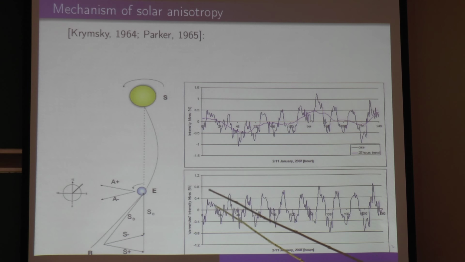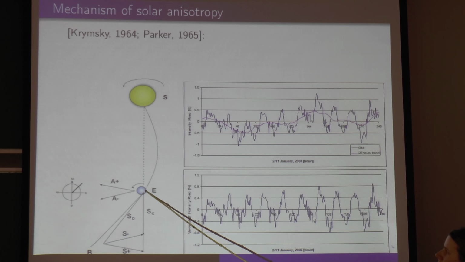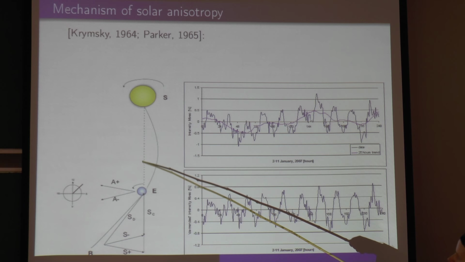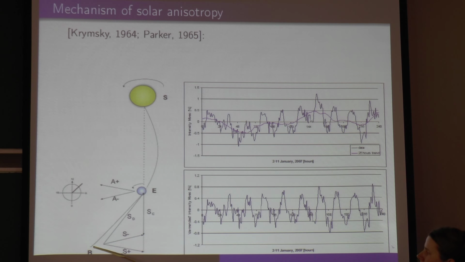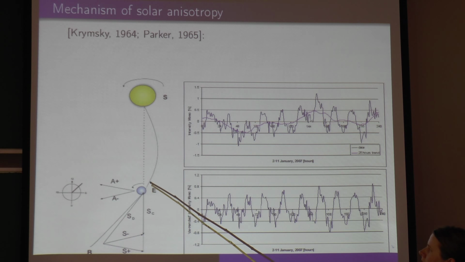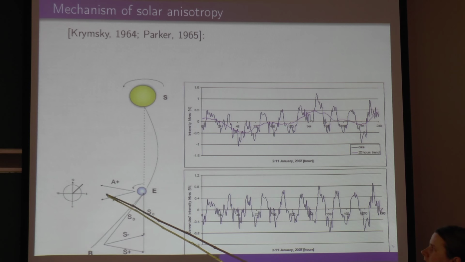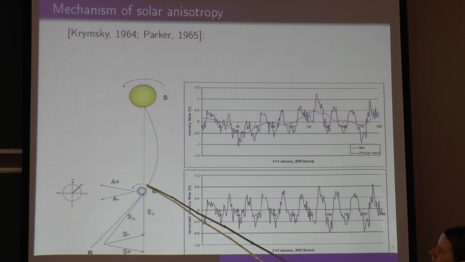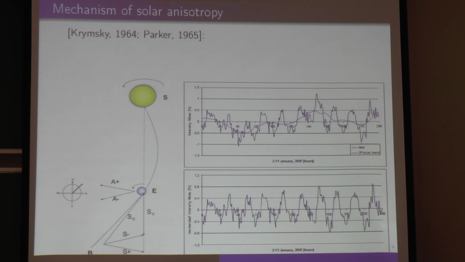This is the mechanism of solar anisotropy. This mechanism was proposed by Krymsky and Parker, and the solar anisotropy vector is the equilibrium state between inward diffusion of cosmic rays along the magnetic field line and outward convection by the solar wind. As a consequence we can see a stream of cosmic rays directed in this direction, and we call this vector oppositely directed solar anisotropy. And the Earth rotates, and we can see 24-hour variation of cosmic ray intensity. We call it solar anisotropy.